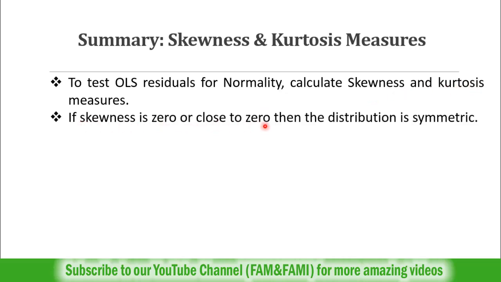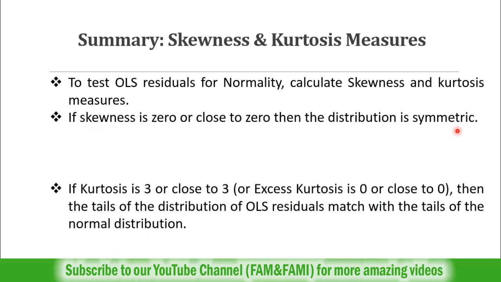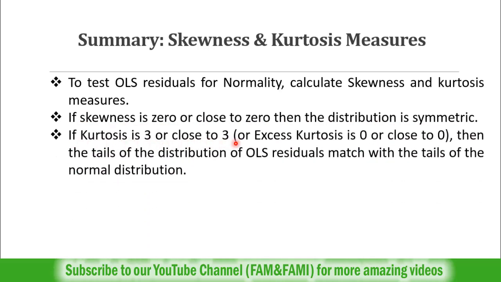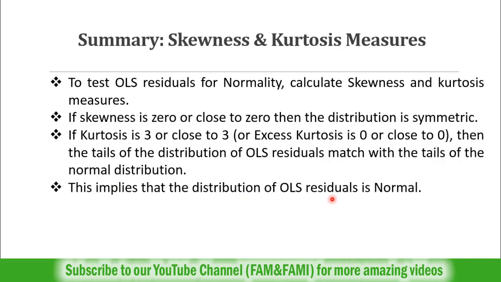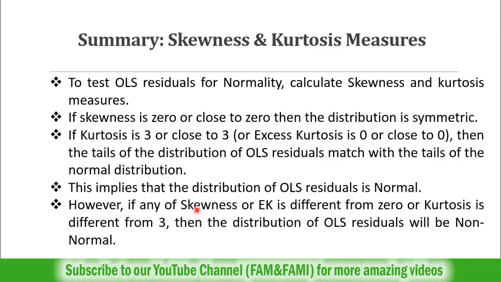If skewness is 0 or close to 0, then the distribution is symmetric. If kurtosis is 3 or close to 3, or excess kurtosis is 0 or close to 0, then the tails of the distribution of OLS residuals match with the tails of the normal distribution. This implies that the distribution of OLS residuals is normal. However, if any of the skewness measure or excess kurtosis measure is different from 0 or kurtosis is different from 3, then the distribution of OLS residuals will be non-normal. So for normality, skewness must be 0 or close to 0 and kurtosis must be 3 or close to 3. Or in other words, excess kurtosis must be 0 or close to 0.